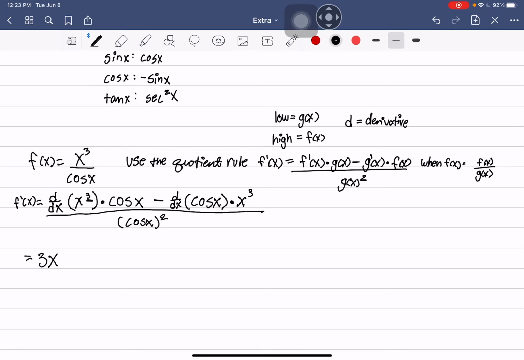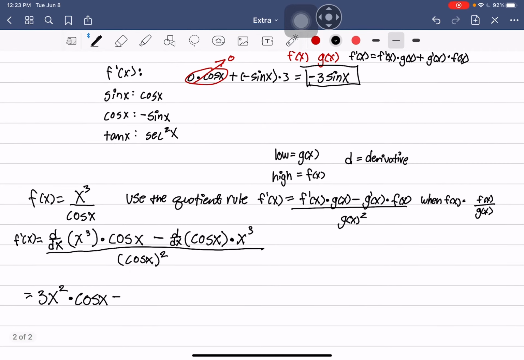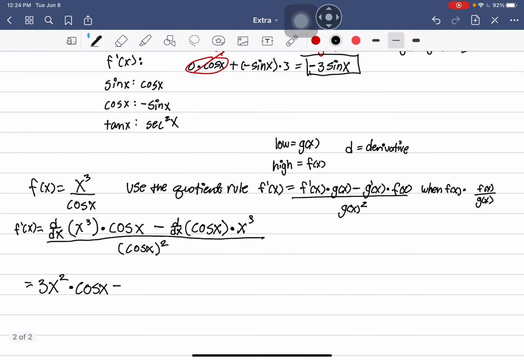So 3 minus 1 is 2, times, and we just leave the cosine there, minus, and now we're going to take the derivative of cosine, but remember the derivative of cosine is going to be negative sine. So we do negative sine. We just leave the x cubed just like that, all over cosine x squared.